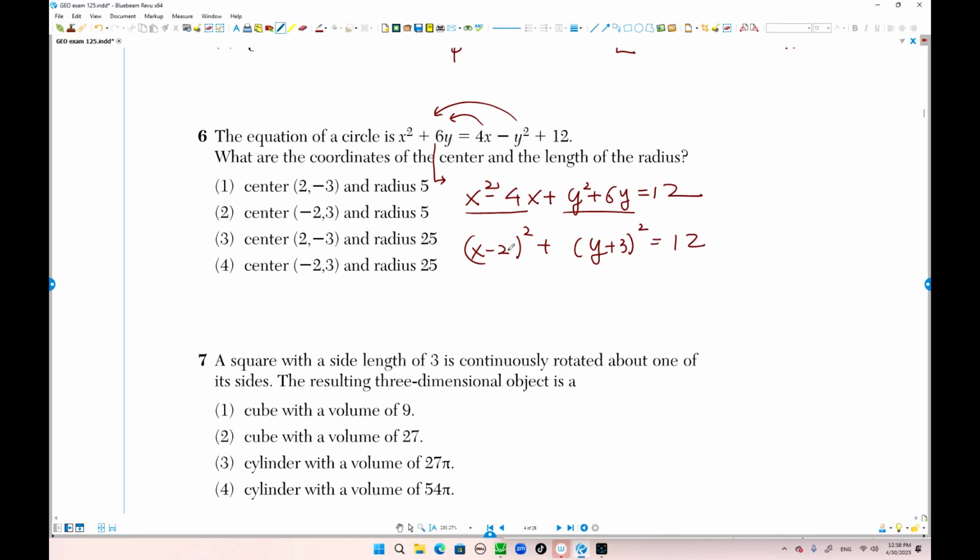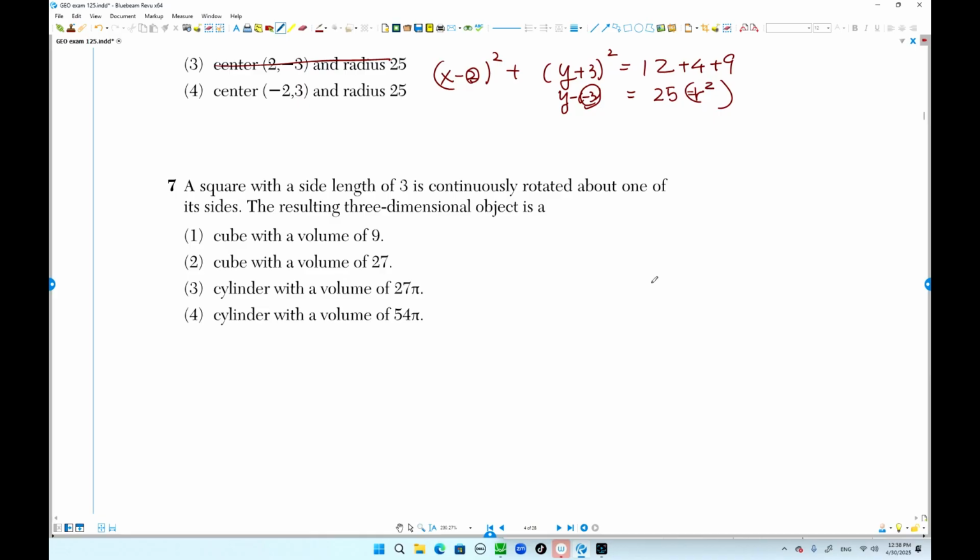You can use plus 4 over here to make this a perfect square. You have the plus 4 and the plus 9. You have to add the same numbers, 4 and 9, on your right hand side. This is 25, right? This is the value of r squared. We have the center 2 and negative 3, okay? 2 and negative 3. But the radius: r squared is 25, r is 5, okay? Option 1 is the answer.